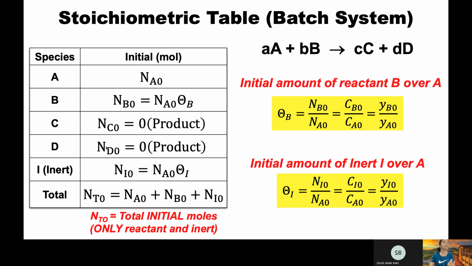Okay. Next, inert. As I told you, inert is there if and only if you have inert in your system. So if there is no inert, there is no need to have the inert row.